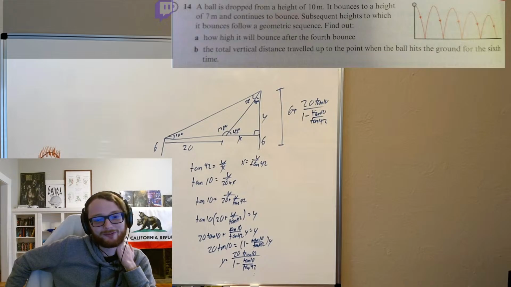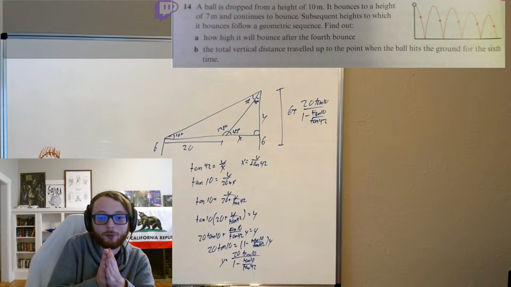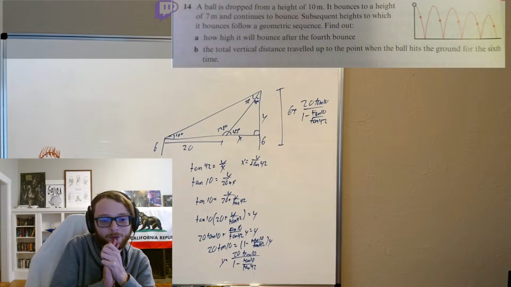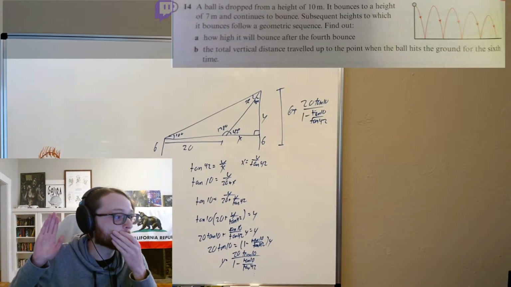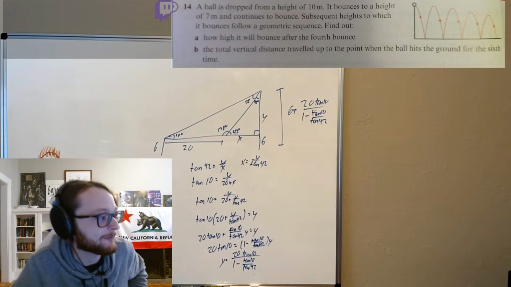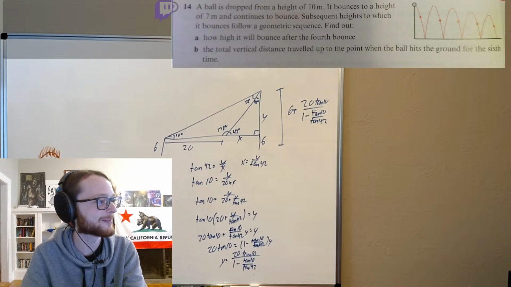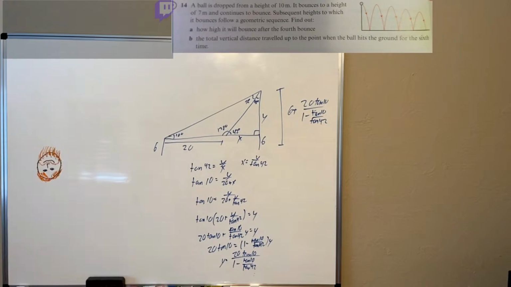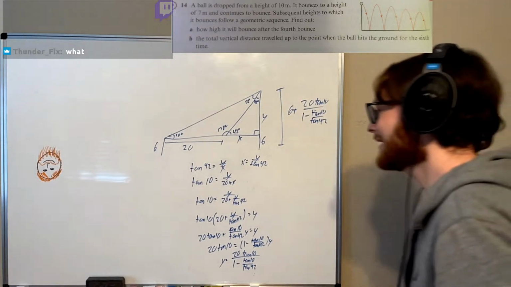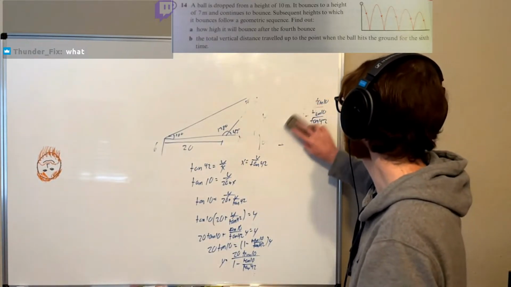Wait, this is ambiguous. Do they literally mean the upward direction? Or do they mean up to the point when the ball hits the ground? Because total vertical distance traveled. No, I know. Oh, I get it. You have to do 2 times everything, but the 10 is only half. Okay. Thank you for saying that, Hunter, because the phrasing of this is a little finicky. It's because it travels up and down, so each bounce counts for twice the distance. But that very first drop of 10 only counts once.